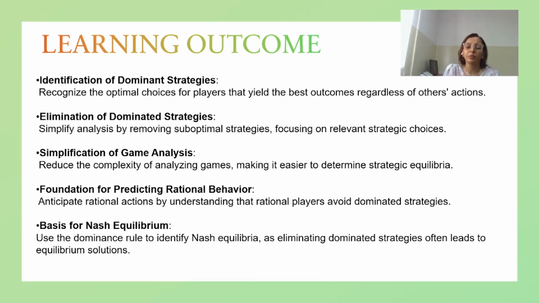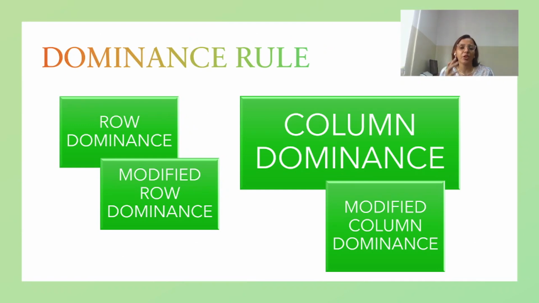Now coming to more detail, exactly what this dominance is and how we can apply the dominance rule to simplify the game and get strategies for the players, either for player A or for B. There are different categories of rules in dominance. The first one is row dominance, and under it we have modified row dominance. The next one is column dominance, and under it we also have modified column dominance. One by one, we will discuss the details of row dominance, modified row dominance, column dominance and modified column dominance.